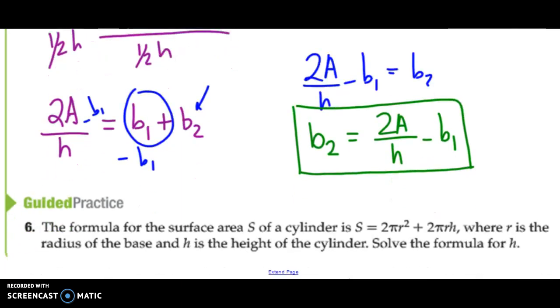Here's a formula, and you can go ahead and solve this surface area of a cylinder formula for its height. Similarly done.